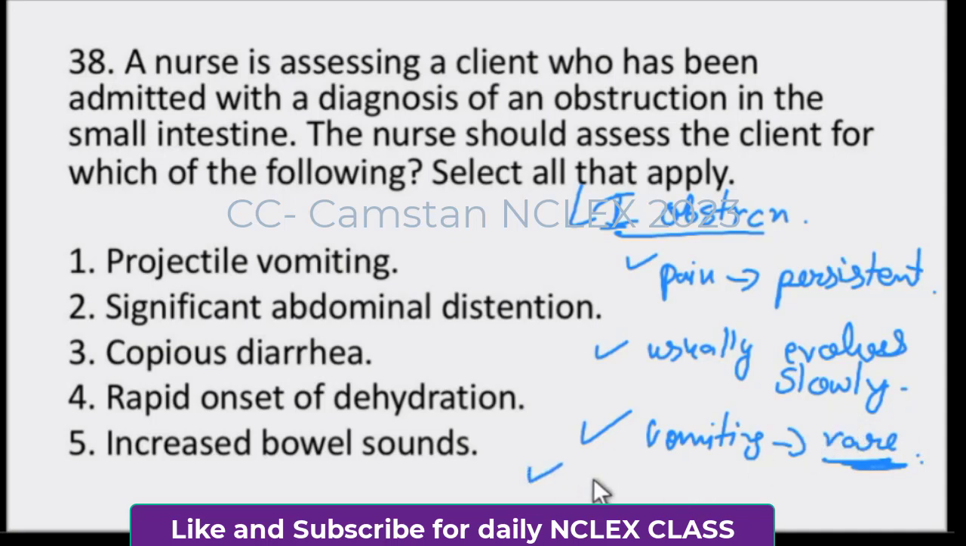And our client could also have obstipation. Kindly note, it's not constipation, it's obstipation. And what is obstipation? It is non-passage of flatus or feces. Right? And last is abdominal distension, which is minimal in case of small intestine obstruction, but in large intestine it is significant. So these are the few clinical features that differentiate large intestine obstruction from small intestine obstruction, right?